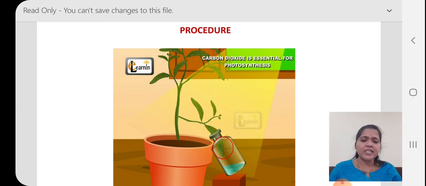So insert one leaf of the destarched plant into the transparent bottle containing potassium hydroxide pellets. Leave the plant in sunlight. Set the apparatus in this way, children, and leave the plant in sunlight. Hence it is also known as half-leaf experiment, or Moll's half-leaf experiment, or carbon dioxide necessary for photosynthesis. Clear, children? Yes, in this way. So we have destarched, we have arranged everything. We kept the bottle, inserted half leaf. The bottle contains potassium hydroxide solution. Leave it in the sunlight.